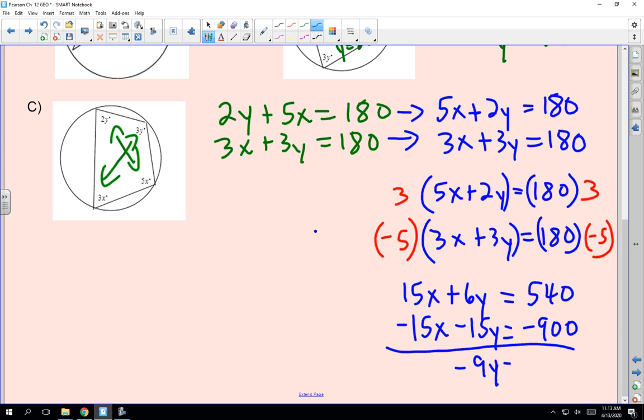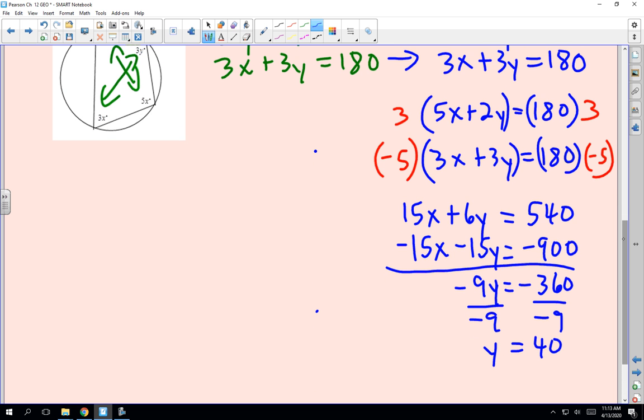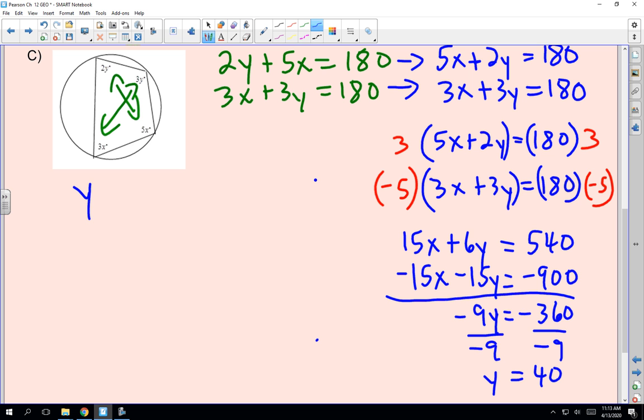I get negative 9y equals negative, and this will be 360. Because I have a negative on each side, I can divide each side by negative 9, and I get a y value of positive 40. So I found the y variable here. Y is equal to 40. So if I put a 40 in for y up here, this angle would be 80 degrees. This angle would be 120. This angle up here would be 120 if I put 40 in for y.